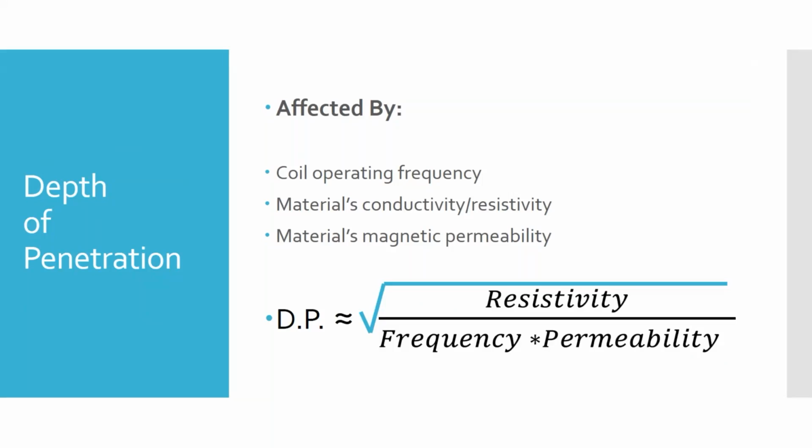But really the only thing that we can change in this equation, the depth of penetration, is the frequency, okay? So if we want to get deeper penetration, we have to go to a lower frequency. But when you go to a lower frequency, your resolution also goes down, okay? If you want very high sensitivity, you have to use high frequency. But what that means is you aren't going to be able to see as far into the part. Okay, your depth of penetration will get smaller.